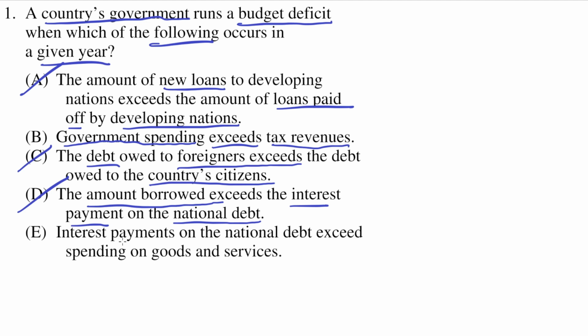E says interest payments on the national debt exceed spending on goods and services. Same reason, this doesn't cover the entire spending and revenues of the government. So this very broad statement covers the fact that the government is in a budget deficit. So B is the correct answer.